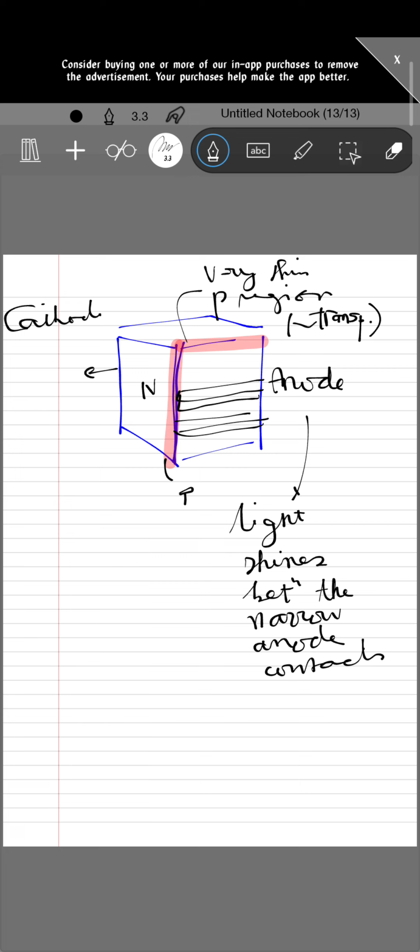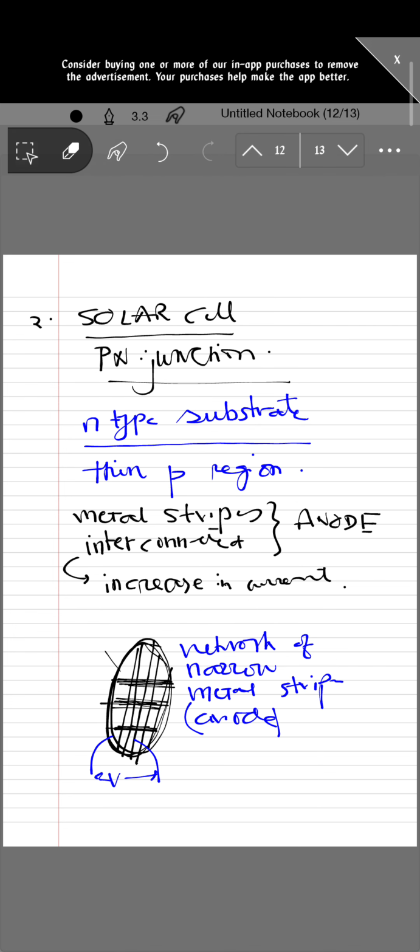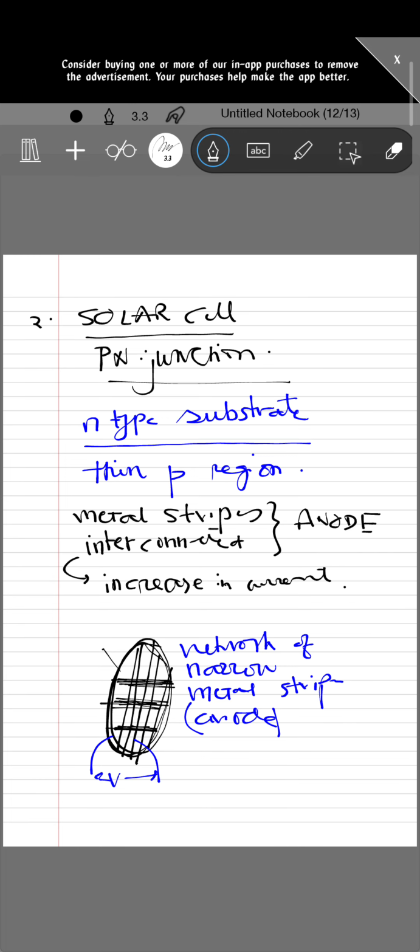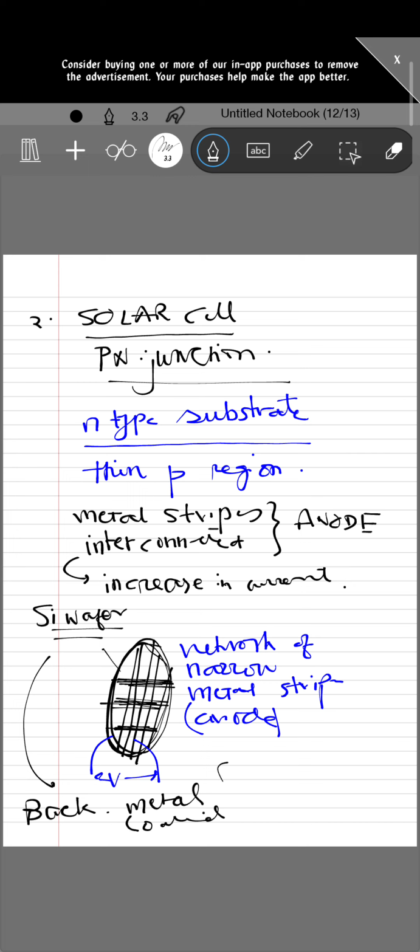Now in a solar cell, this is the silicon wafer, and the back of the silicon wafer is metal coated, and it leads to formation of a cathode.